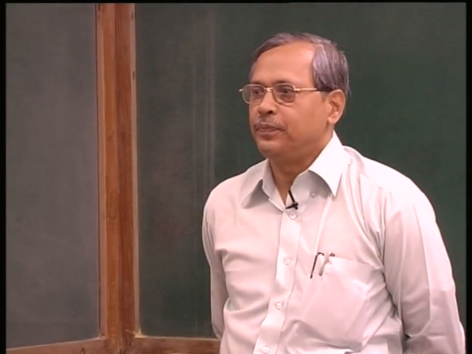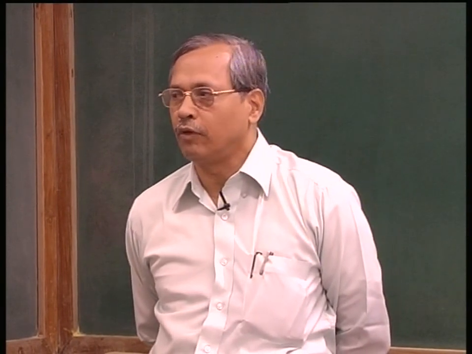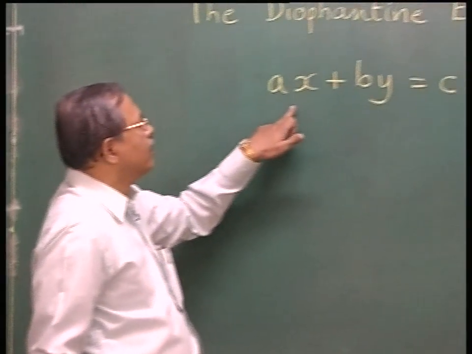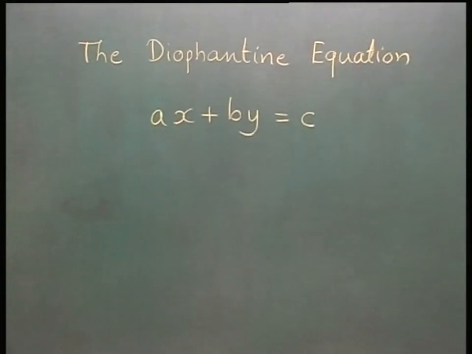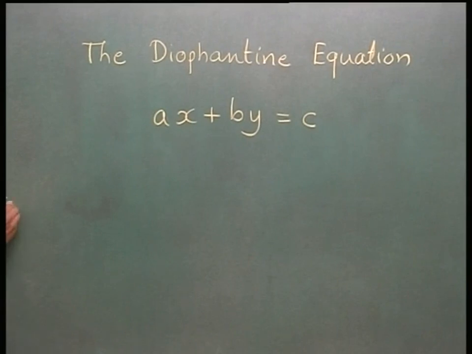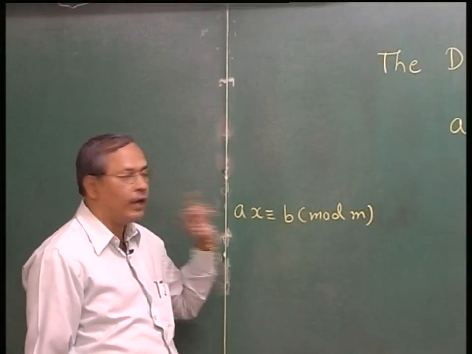Today we shall see the Diophantine equation Ax plus By equal to C. You have seen the congruence equation Ax congruent to B mod M, and this has solutions if and only if the GCD of A and M divides B.